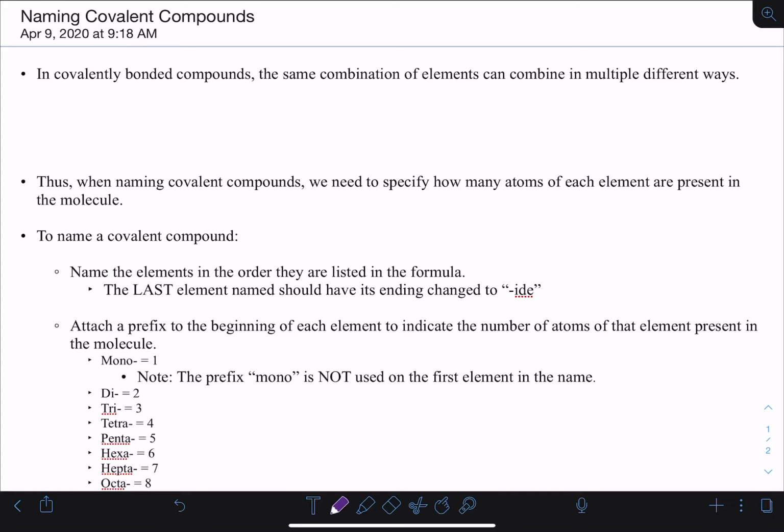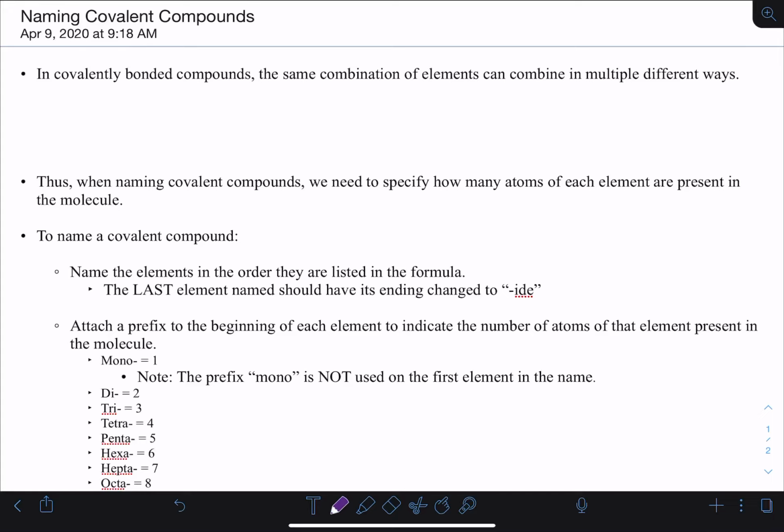So in our previous video, we looked at how we name ionic compounds. Today we're going to be talking about how we name covalent compounds, because we do have a different system for those. So when we were dealing with ionic compounds, we saw that for any given combination of ions, they can only combine one way. If you combine a sodium ion with a chloride ion, it's always NaCl, because the charge has to add up to 0. But because covalent compounds don't involve charges, they don't have that restriction.